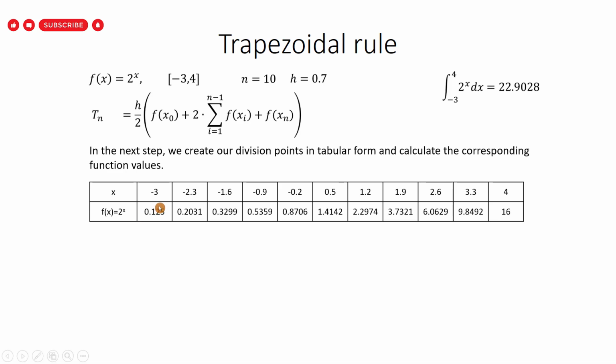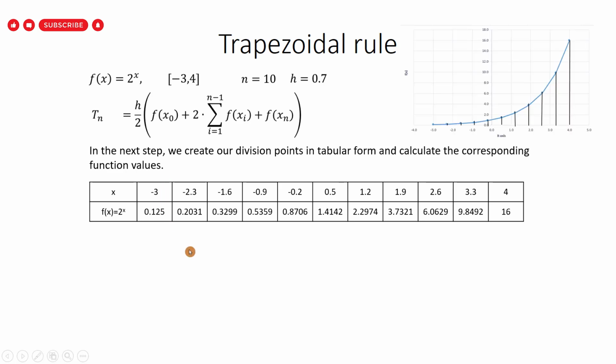So let us evaluate the function of x at these division points. Put -3 into the function, so f(x) equal to 2 to the power -3, which is 0.125, and 2 to the power -2.3 equal to 0.2031, and so on. Let us plot the y values with respect to x. You see that the curve is the result of the y values which we found. Just plot f(x) against x, and you get this curve.